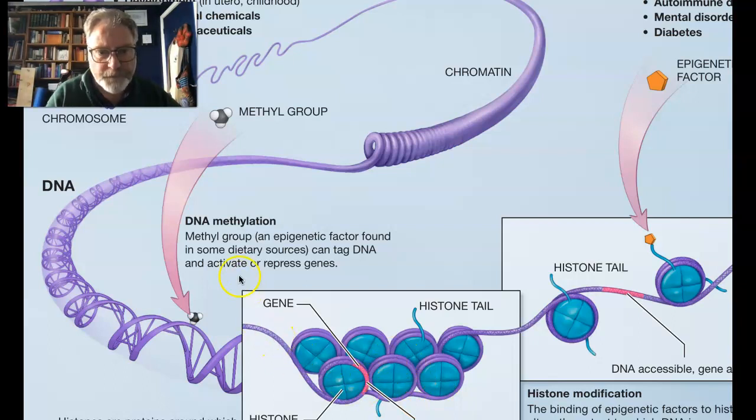So we can methylate. So this methyl group, you can see there's a carbon with 3 hydrogens attached to it. That's the methyl group. It attaches itself to cytosine, and by doing that, it causes this gene to become inaccessible. It binds it up. And the same thing happens with these epigenetic factors. Again, there are not methyl groups in this case. There are other chemicals, but they also cause bits of DNA to be bound up and not be able to be expressed.